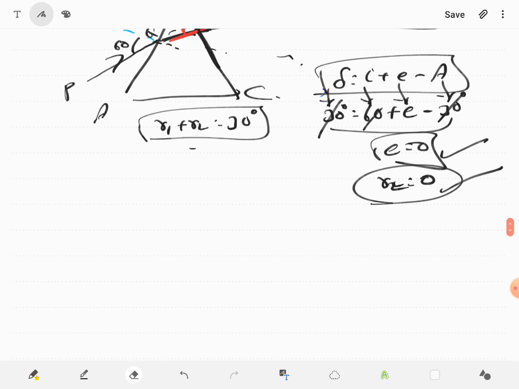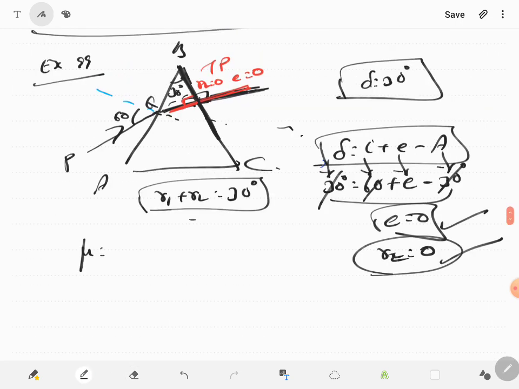The next part of the question is to calculate the refractive index. They've asked for finding the refractive index. Let's take this face alone.